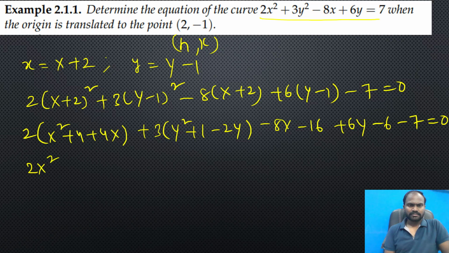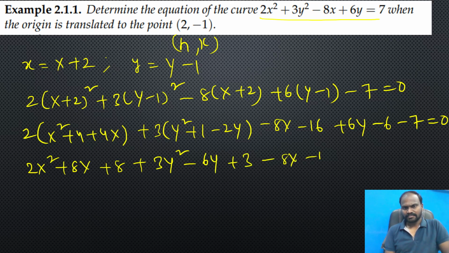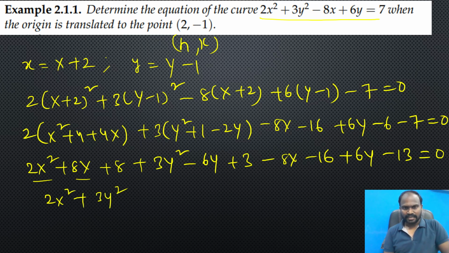So 2x square plus 8x plus 8, 3y square minus 6y plus 3 minus 8x minus 16 plus 6y minus 13 equals to 0. So x square terms, only one x square term, so 2x square. Next y square, 3y square. Next x term, 8x, 8x get cancelled. Next y term, 6y, 6y get cancelled.